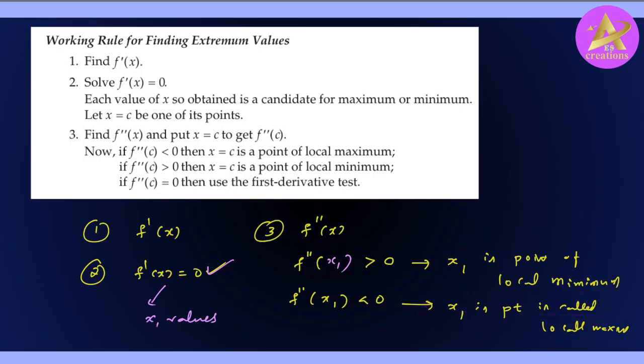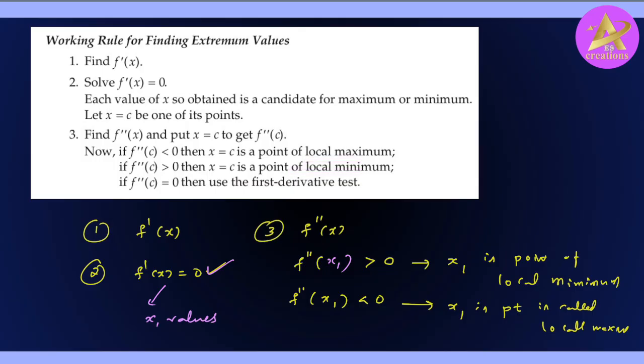If you want the value of local maxima or local minima, whatever x value we got here, substitute in the given function. f of x, in place of x replace x1, and we get the value of local maxima or local minimum.